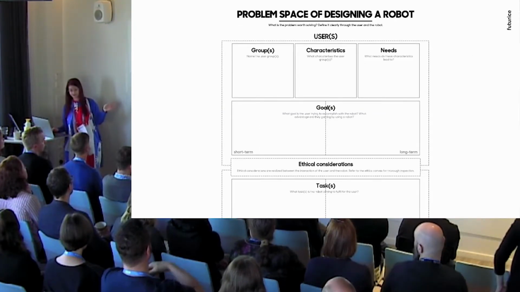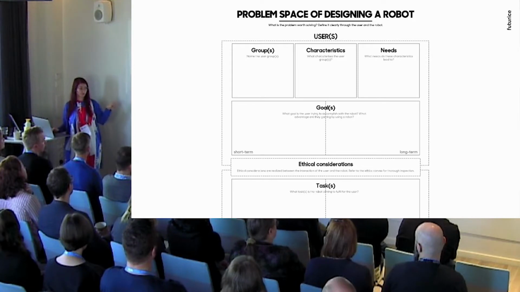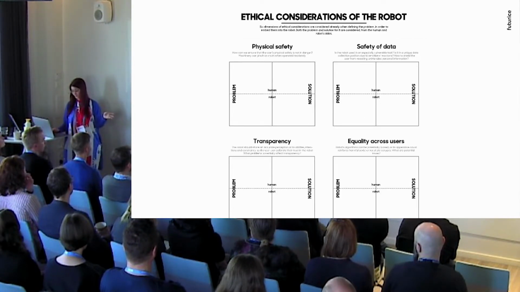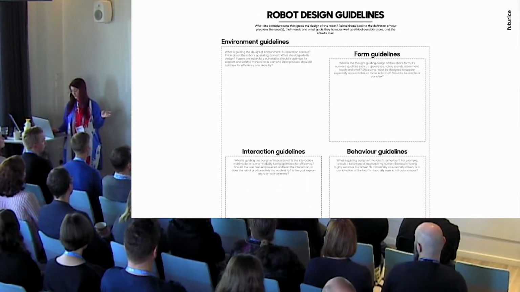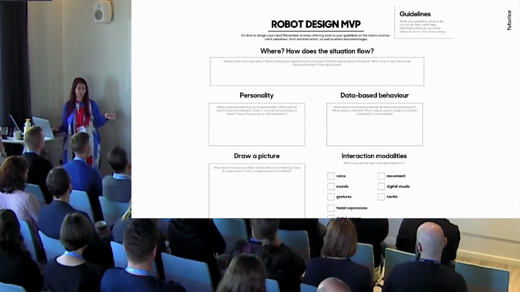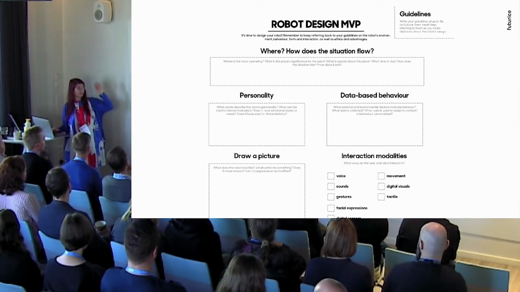First, you do the problem space canvas. This is the method we followed with Yle and Audi. First, you do the problem space canvas, then you do the ethical considerations, then you make design guidelines, and then you build an MVP. If you want to go more in depth into the design of the robot itself, you don't have to do this MVP.